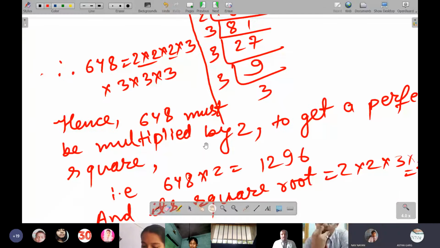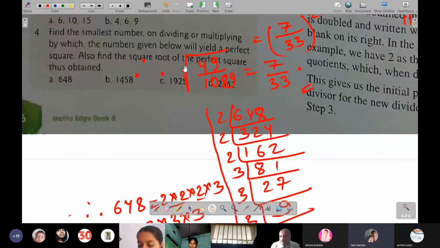Then you can write both the numbers, sir. 648 must be divided by 2 to get a perfect square. But sir, if you will see, over here it has been said 18, so 18 undivided is not the square root of that multiplied number.